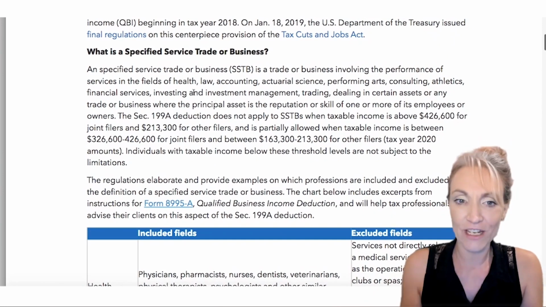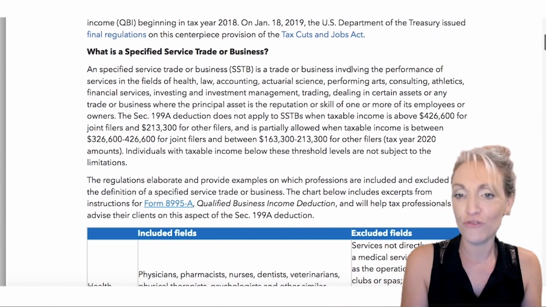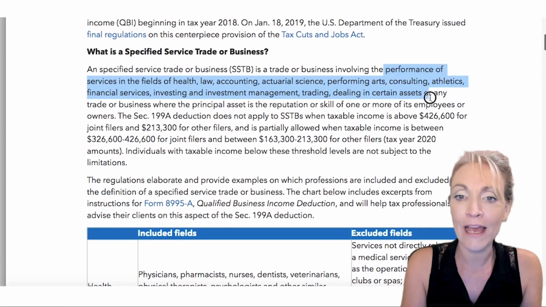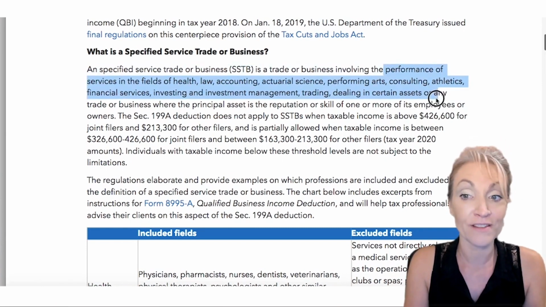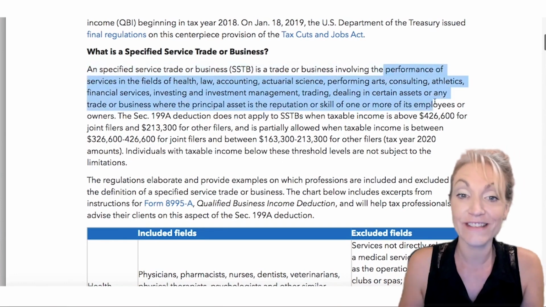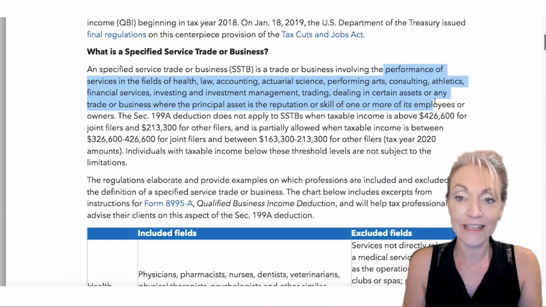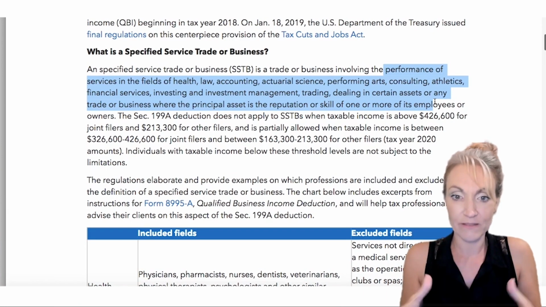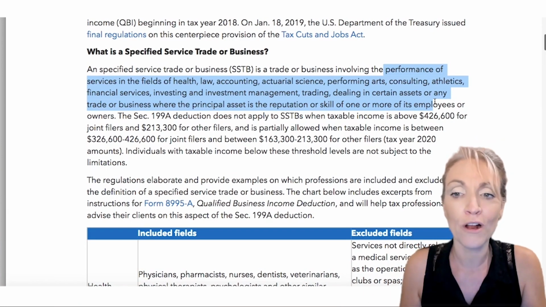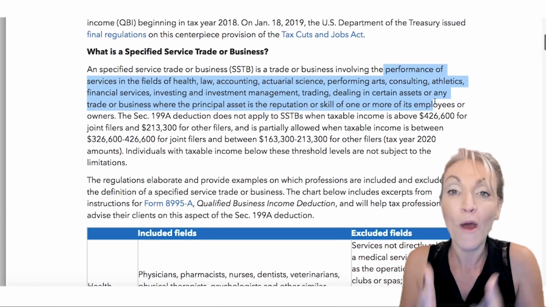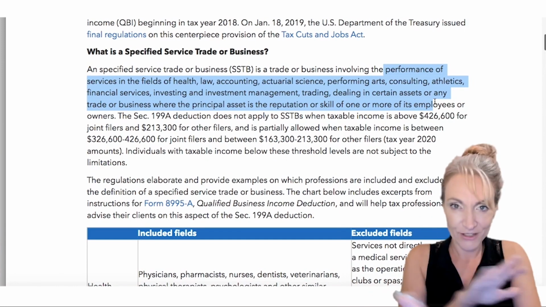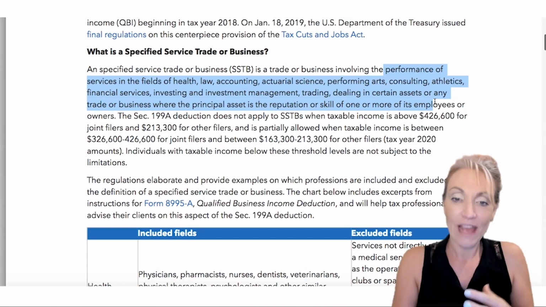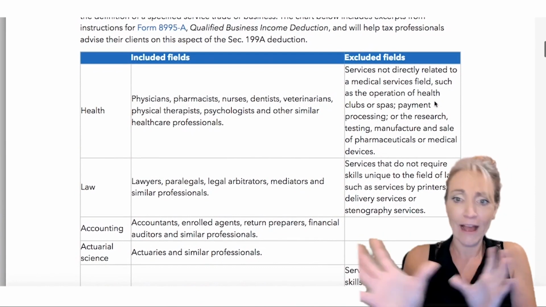And the general definition of an SSTB started out with a trade or business involving the performance of services in the fields of health, law, accounting, actuarial science, performing arts, consulting, athletics, financial services, investing and investment management, trading, dealing in certain assets, or any trade or business with a principal asset, the thing that's making the business money, is the reputation or skill of one or more of its employees or owners. I mean, what business doesn't that apply to? But they didn't use that to bar all of us from basically being an SSTB, and instead they've now provided a lot more details that break out who is and who isn't.